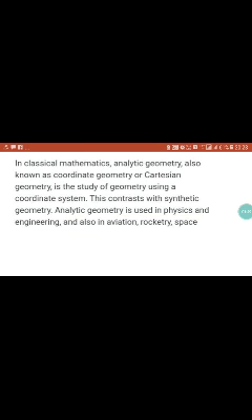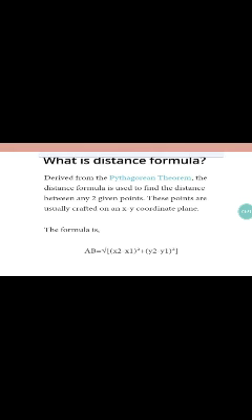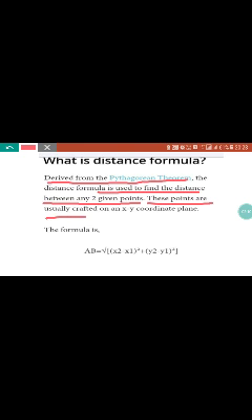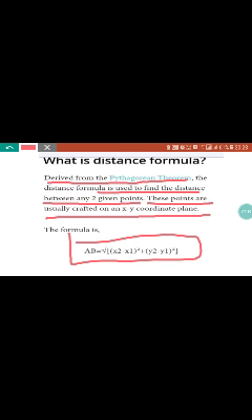But here in class 10 we have to read about distance formula. So what is distance formula? Distance formula has been derived with the help of Pythagoras theorem. It is used to find the distance between any two given points. These points are plotted on the x and y coordinate plane. So what is the distance formula? This is the distance formula.